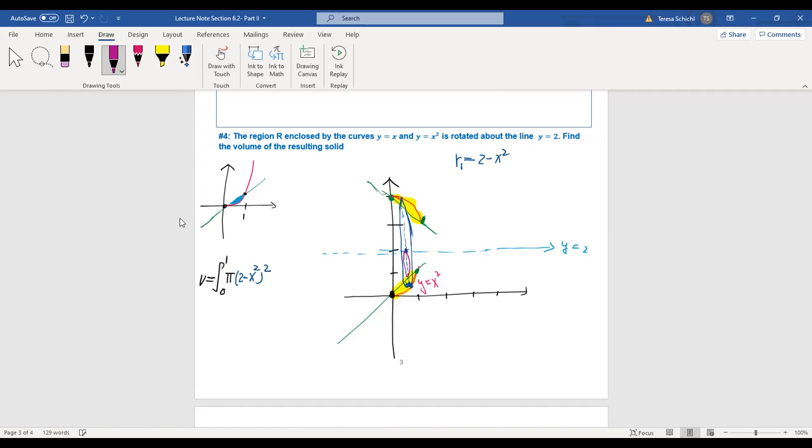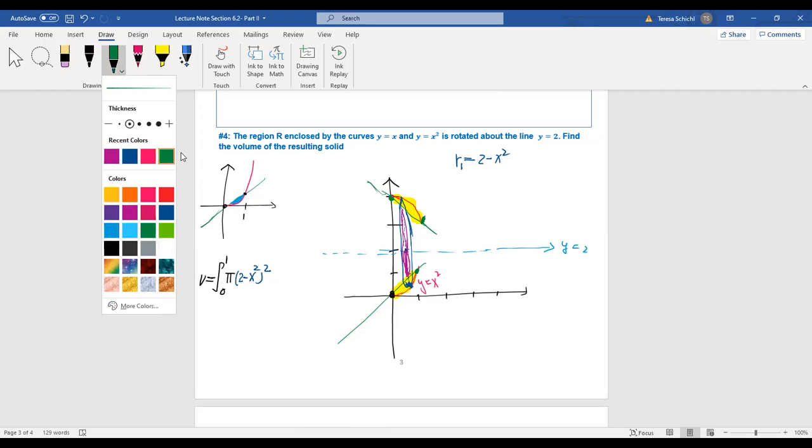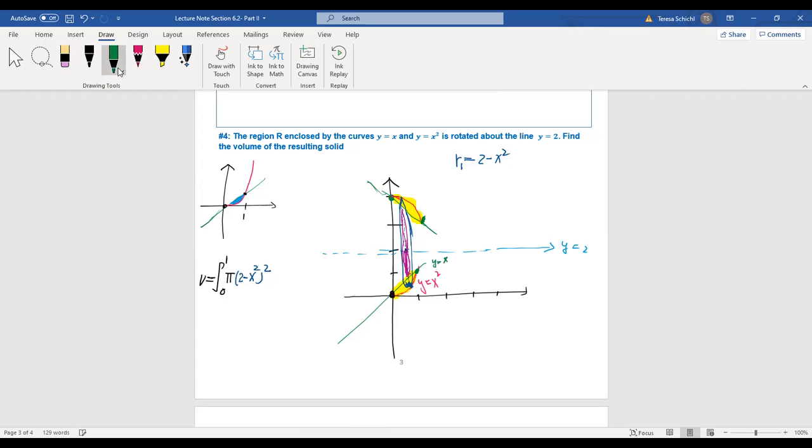So you need to subtract. It's a washer, right? What is the radius for this purple one? It's from y equal to 2 to the green one, and the green one is y equal to x. So the purple one's radius is 2 minus x. Cool. Now this will be minus pi r squared.